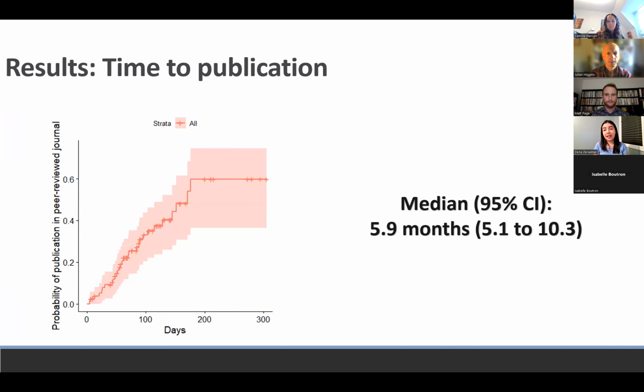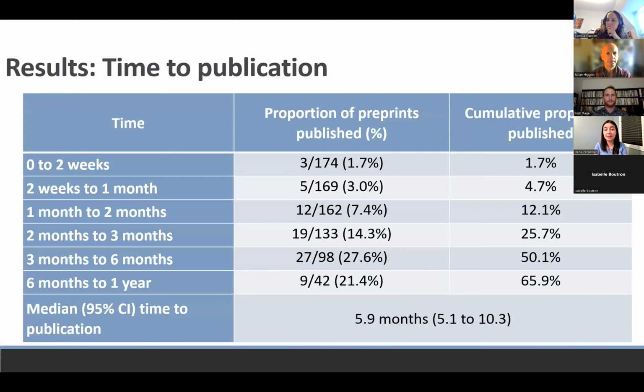So we calculated the length of time between a preprint being posted on a server to its publication in a peer-reviewed journal, which is an indicator of the extent to which preprints may accelerate the dissemination of findings. So the median time from a preprint being posted on a preprint server to its eventual publication was approximately 6 months. Half of all preprints remained unpublished at 6 months, a third at 1 year, a length of time that we may consider to be unacceptable or too long for a health emergency like COVID.